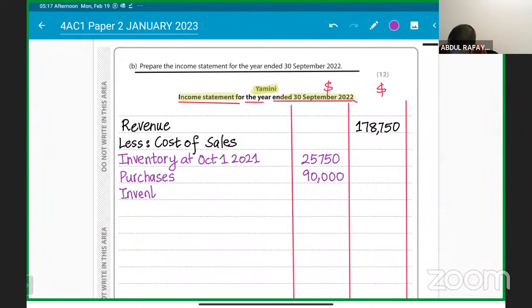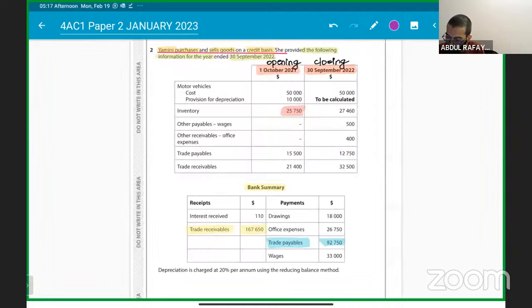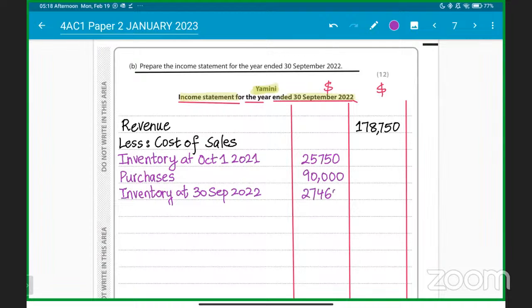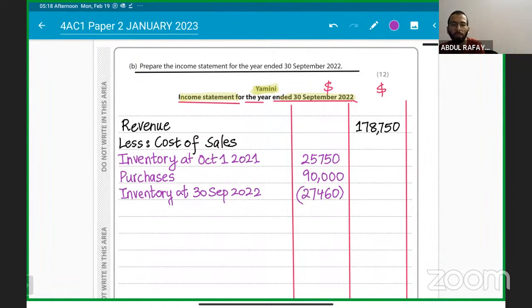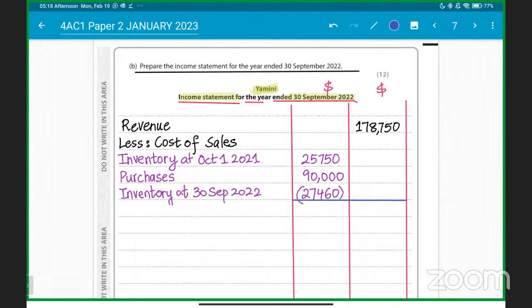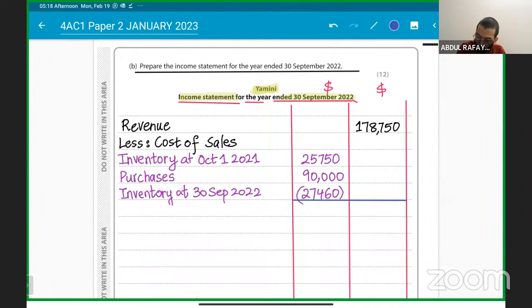Closing inventory at 30th September 2022 is basically 27,460. Okay, understood? Clear on this? Got it? Any problem? Let me know. So it will be simple then: 25,750 plus purchases minus closing inventory, and therefore you will get the cost of sales. You are getting it as 88,290.